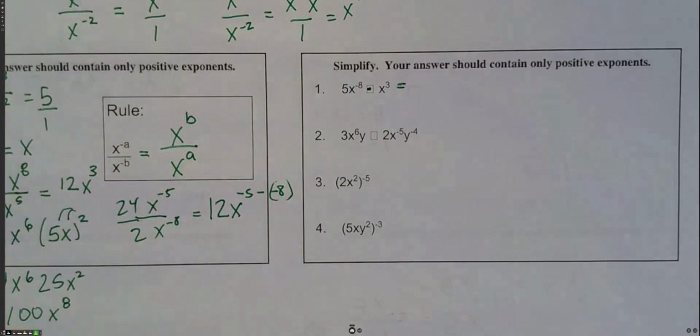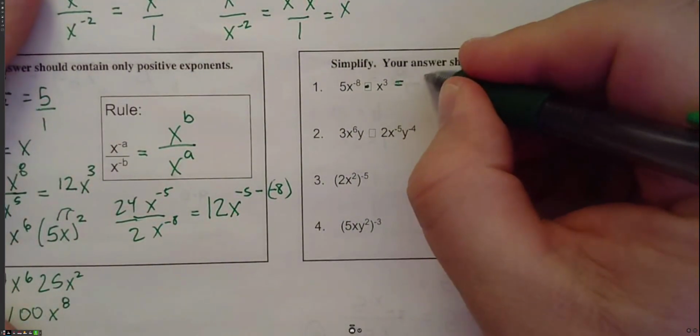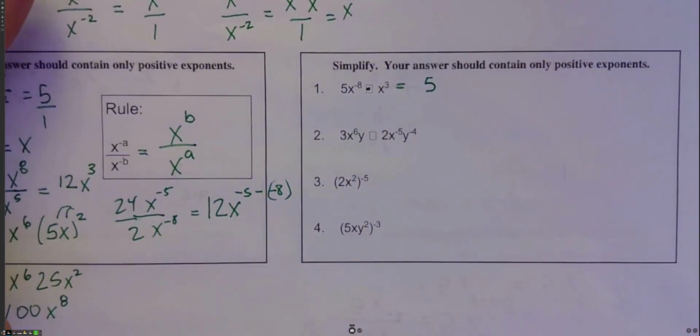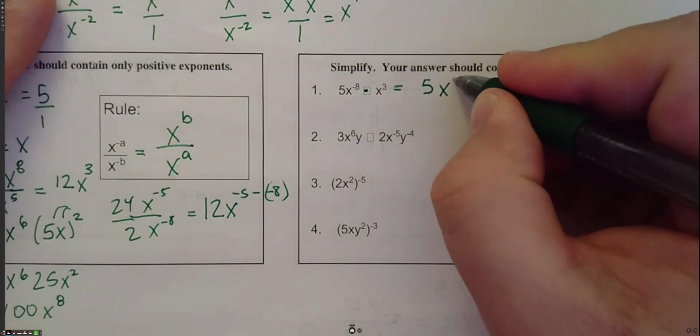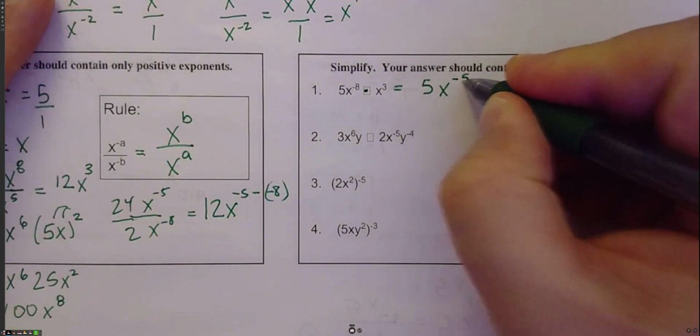What do you want to do first with this? Parker, what do you think? We could add the exponents, or we could move that x to the negative 8 to the bottom. What do you want to do? It doesn't matter. Parker? Add them. He says add them. So we're going to go 5. Remember, numbers go with numbers. So 5 is just there. If I'm adding those exponents, I get x to the negative 5.